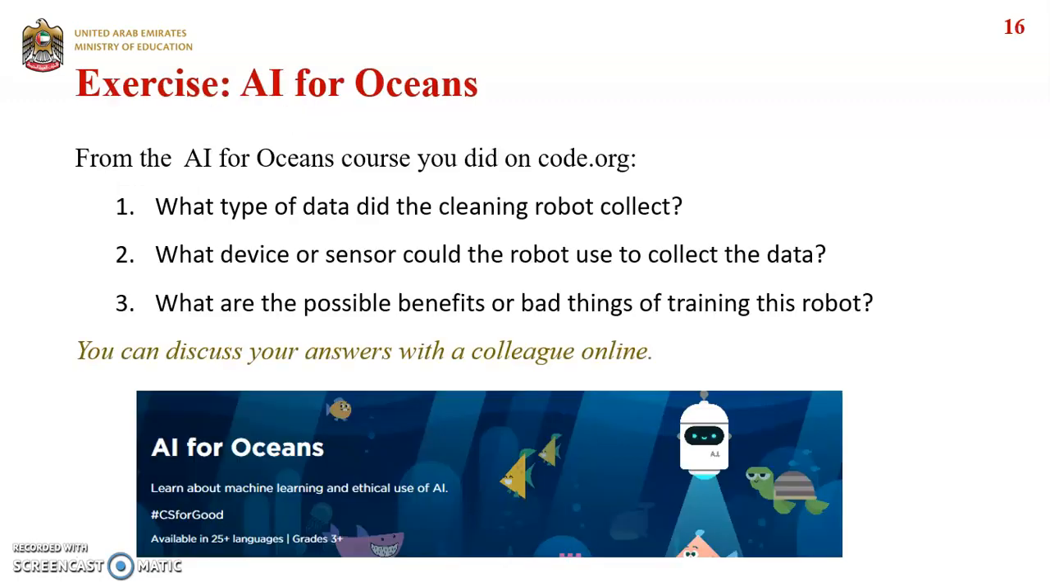Now, before we go away, I'll try to remember the course that you did on code.org entitled AI for Oceans. We've got 3 questions for you. Try and spend 5 minutes to answer those questions before you move on to part 2 of this lesson. You can discuss with a colleague, online of course, your answers to this task.